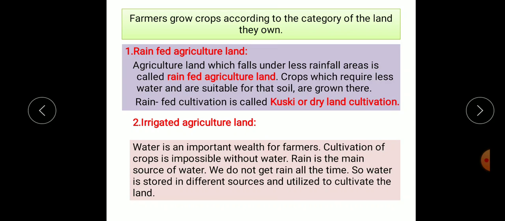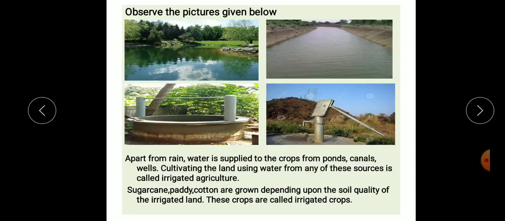Next is irrigated agriculture land. Water is an important wealth for farmers. Cultivation of crops is impossible without water. So rain is the main source of water. We do not get rain all the time. So water is stored in different sources and utilized to cultivate the land, like ponds, lakes, rivers, streams, etc.